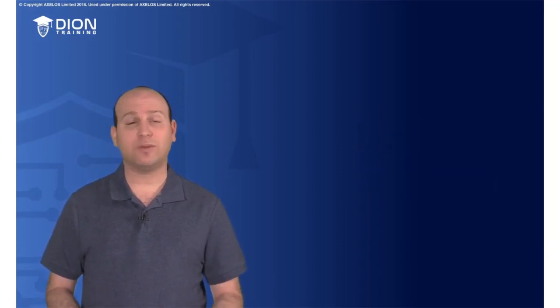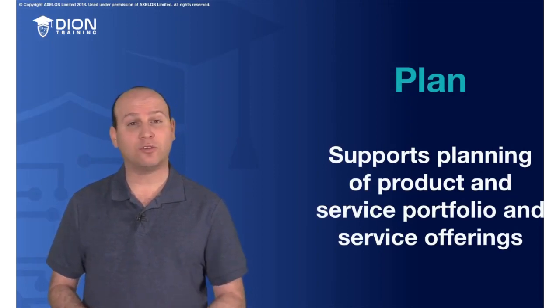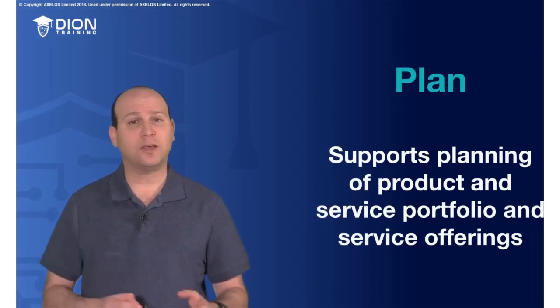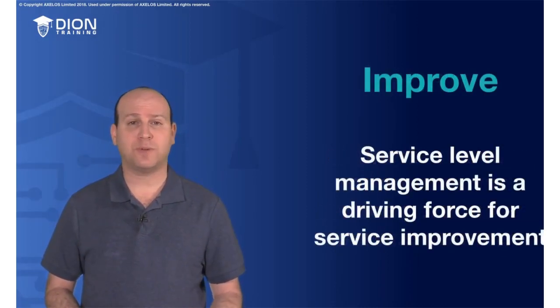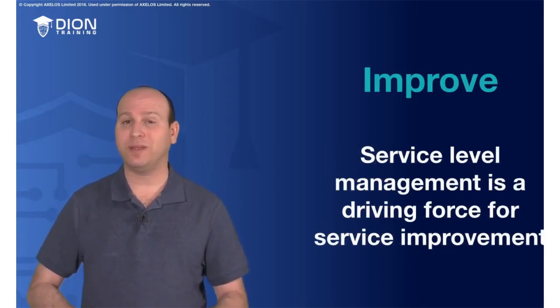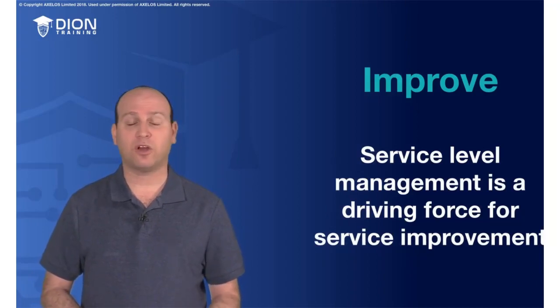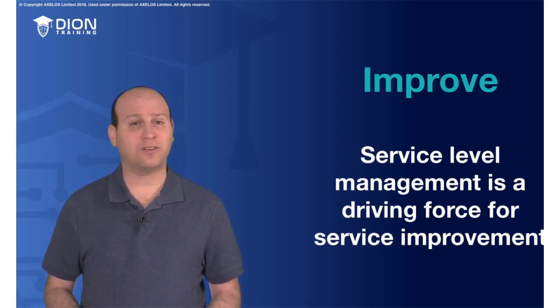Now, as we look at how it affects our value chain activity, let's talk about the plan activity. In the plan activity, your service level management is going to support the planning of your products and your service portfolio and your service offerings, because all the information you get about the actual service performance and trends is going to feed into all that planning. When you think about it from the improve perspective, service level management can help be a driving force for continual improvement and service improvement. You saw that when we talked about the different steps of the continual improvement model. We had to measure things and then see if we met those targets. That's what SLM is all about.